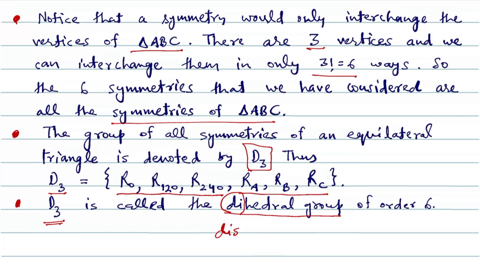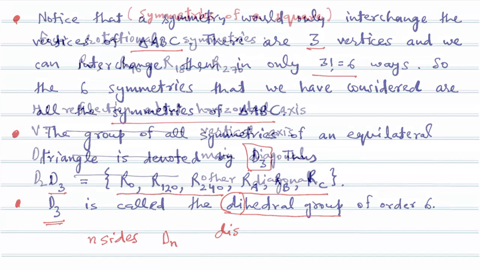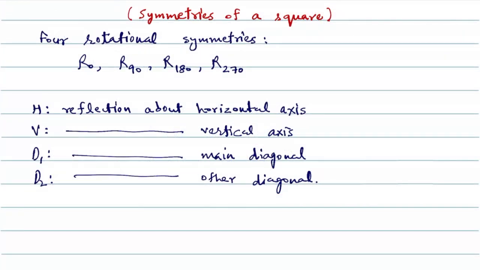In general, if we have a polygon of n sides, then its group of symmetries is denoted by Dn and is called the dihedral group of order 2n. Let us consider now symmetries of a square.